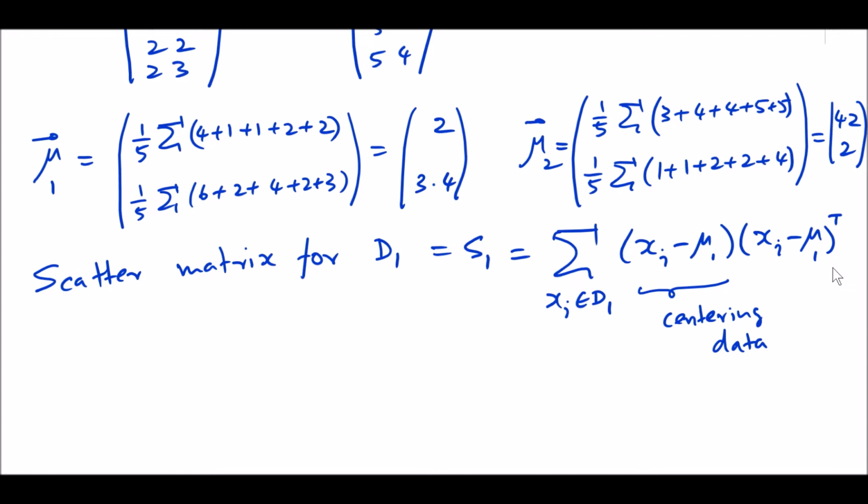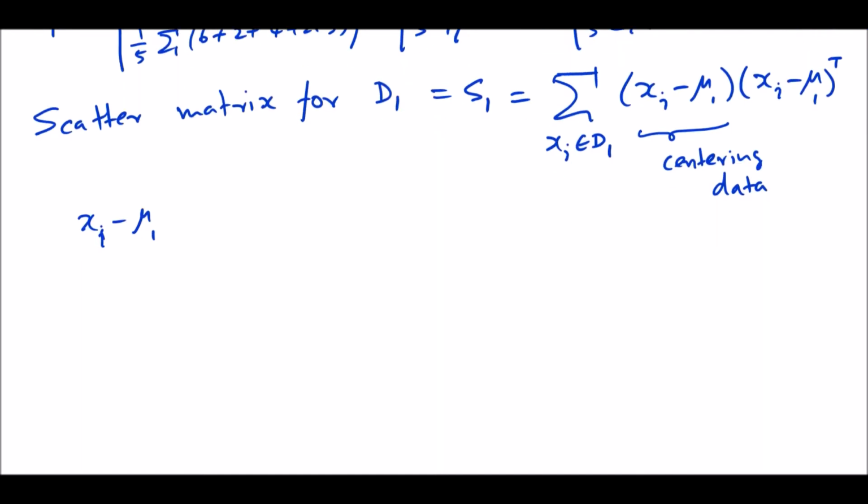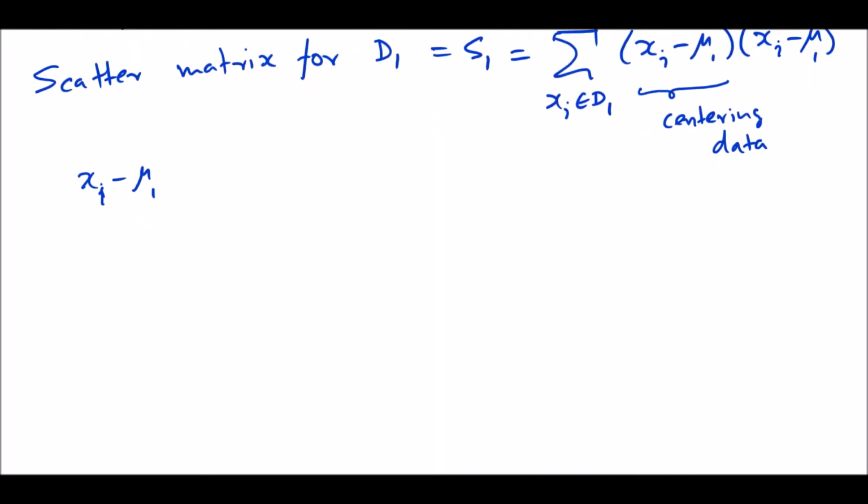A similar argument can be applied here to find xi minus mu1 by using a data matrix. To make it simpler, I'm going to do it the long way. If you are familiar with matrix notation for centering, you can try this method: Z is equal to D1 minus the all-ones vector times mu1 transpose.